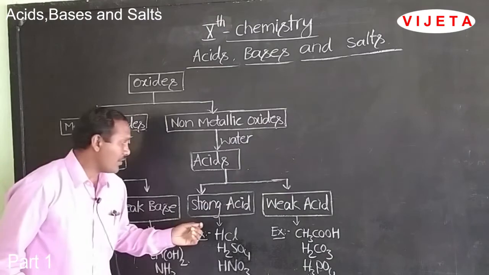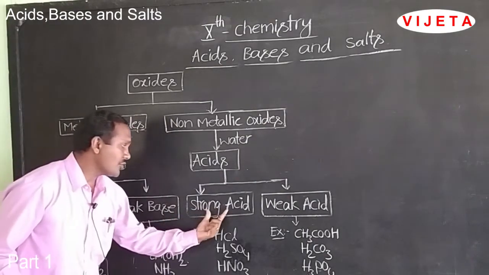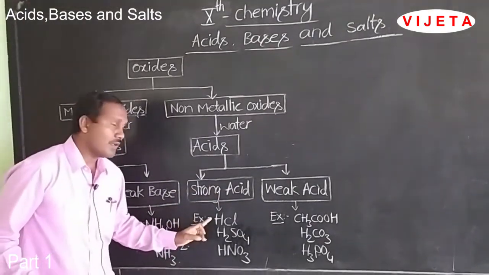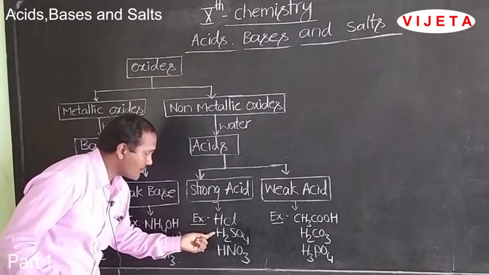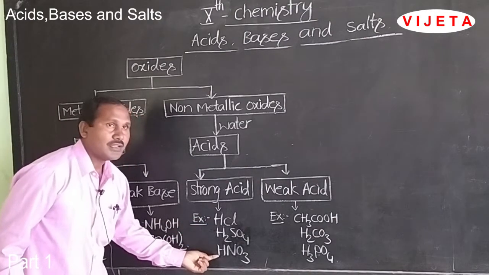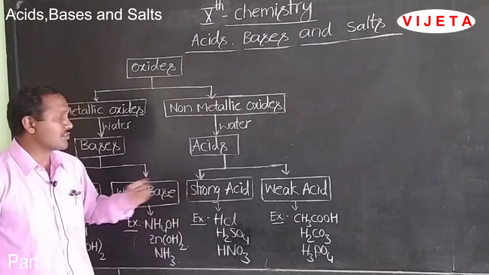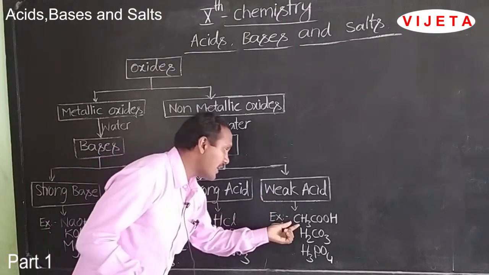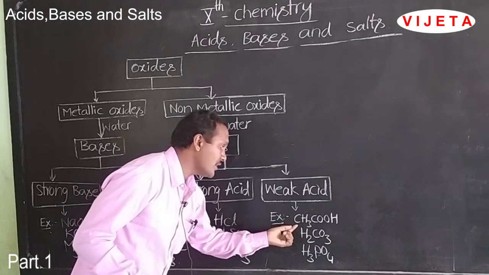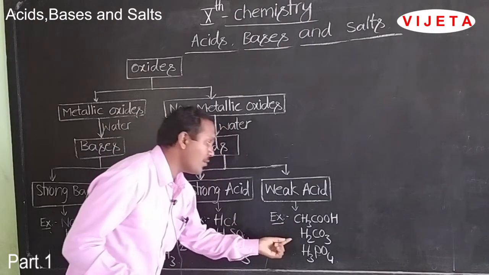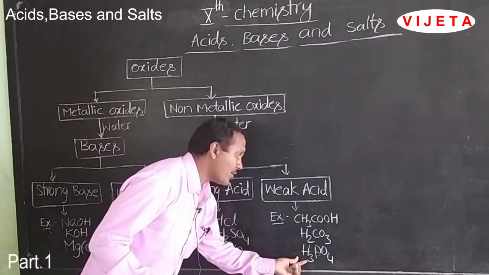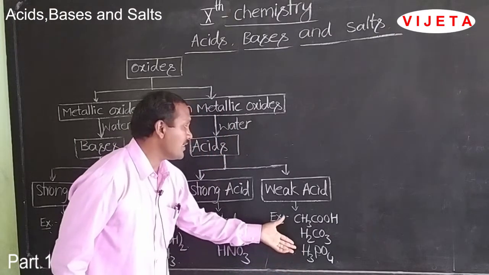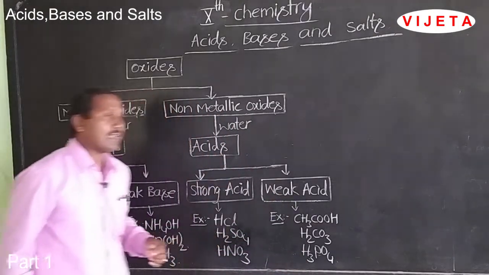First, some examples of strong acid: HCl, H2SO4, HNO3. Weak acids: acetic acid, that is CH3COOH, H2CO3, that is carbonic acid, and H3PO4, phosphoric acid. These are the examples of weak acid.